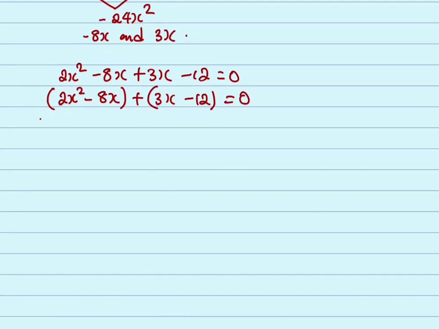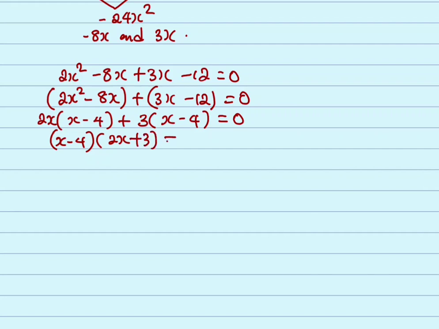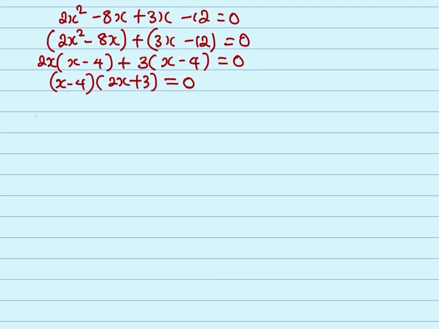So what is common here? 2x is common. I'm going to have x minus 4. Plus, what is common here? 3 is common. I'm going to have x minus 4. Factorizing further, I have x minus 4, then into we have 2x plus 3. Remember, it is equal to 0.